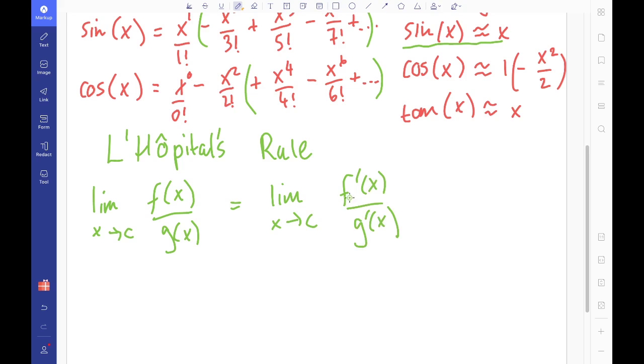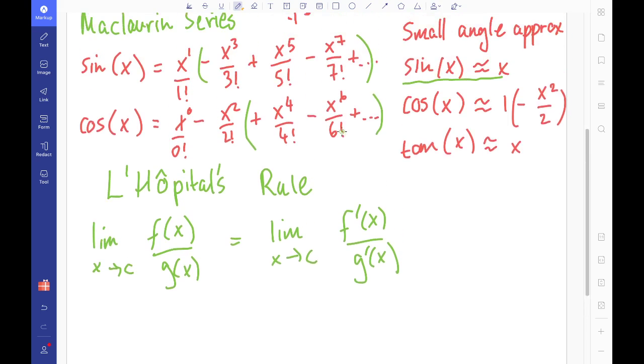Okay, so I'm not using the quotient rule here. I'm just saying the differential of the thing on top and the differential of the thing on the bottom. You should really only use this if you can't think about it another way. A lot of functions you could just put c in and find the solution. If f of x over g of x is undefined at c, then you want to be using L'Hôpital's Rule. So you don't have to use L'Hôpital's Rule for this question.